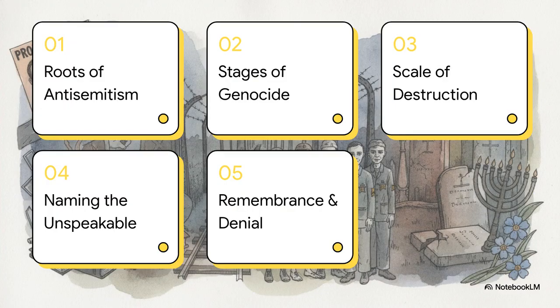Here's our roadmap for this explainer. First, the roots of anti-Semitism. Second, the 10 stages of genocide. Third, we'll look at the scale of the destruction. Fourth, naming the unspeakable. And finally, remembrance and modern denial. Let's get right into it.